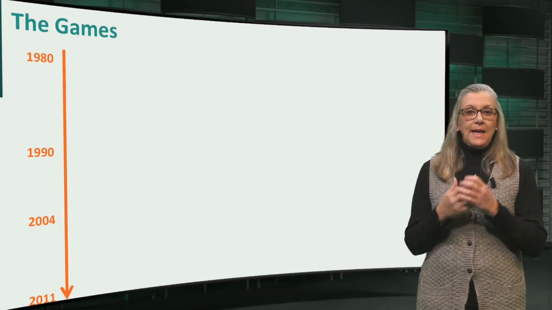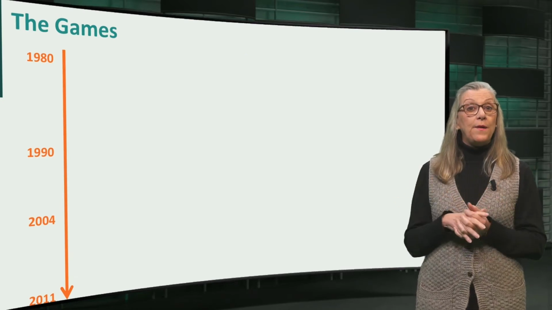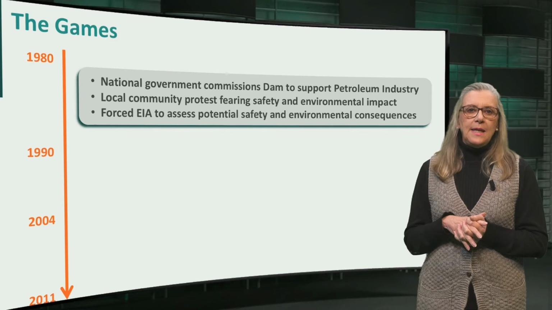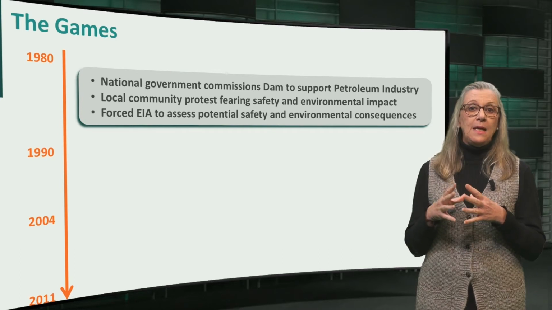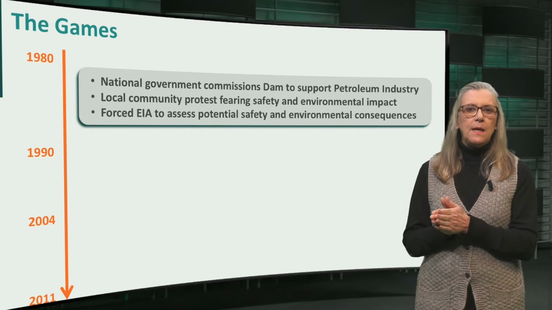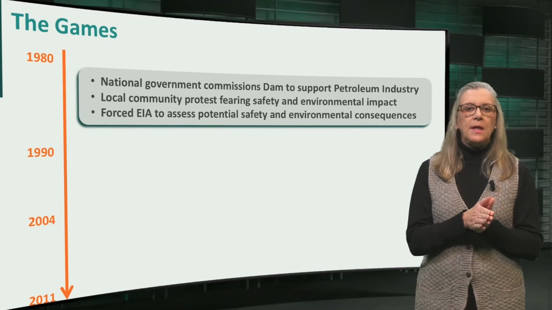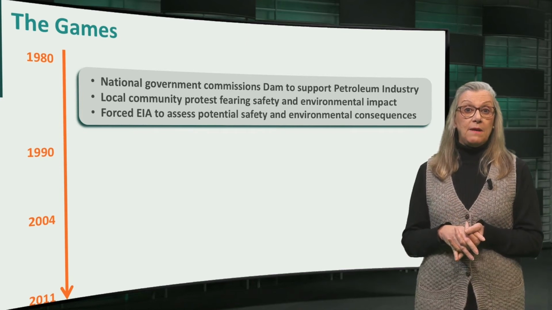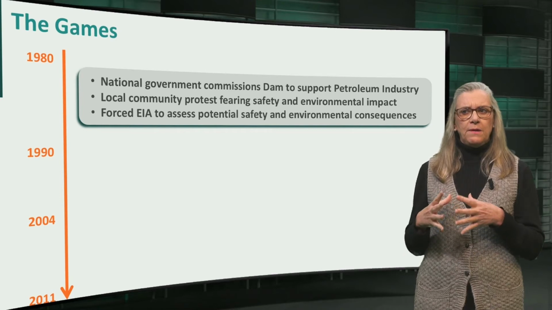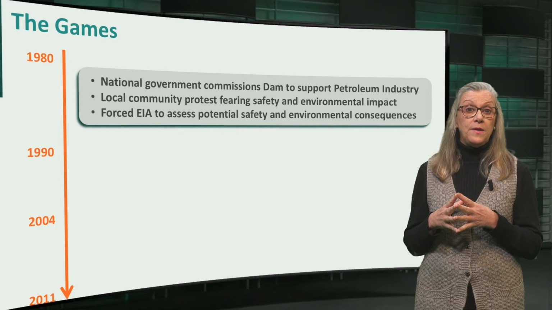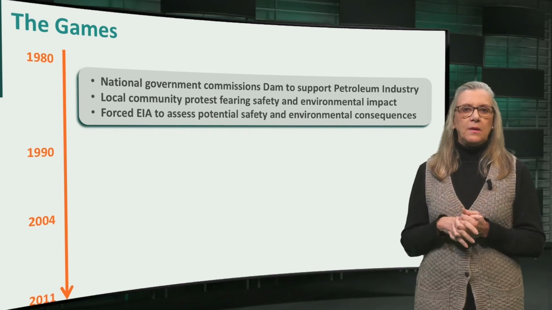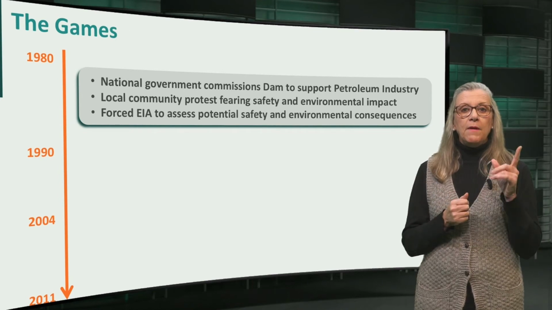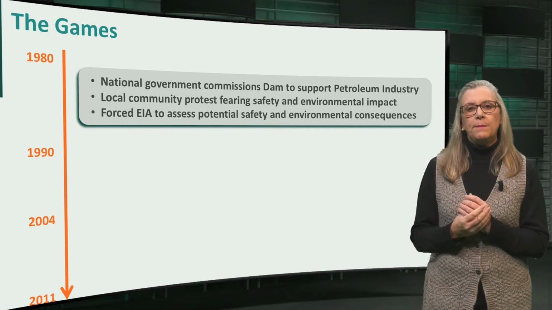So now that we understand the playing field and the players, let's explore how the game unfolded over the years that follow. In the early 1980s, the National Water Authority made a bureaucratic decision to build the Wolwerdons Dam to secure water for the petroleum industry. When this news reached the local community, they were outraged as they feared for their safety from flooding, and they also had concerns about environmental damage. Their protests were so intense that the national government had no choice but to call for environmental impact assessment, even before this was a legal requirement in South Africa.